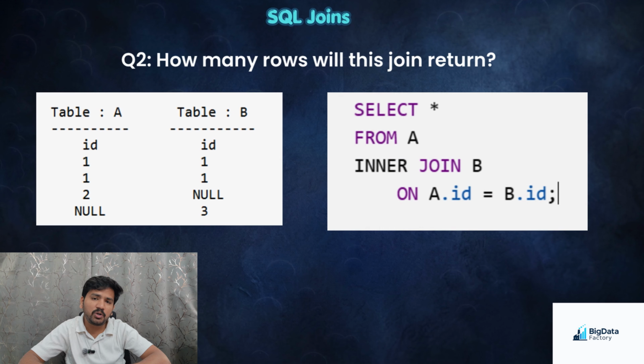Now we run this inner join query on both the tables. So the question is, how many rows will this query return? Take a second and think. The answer is 4 rows.